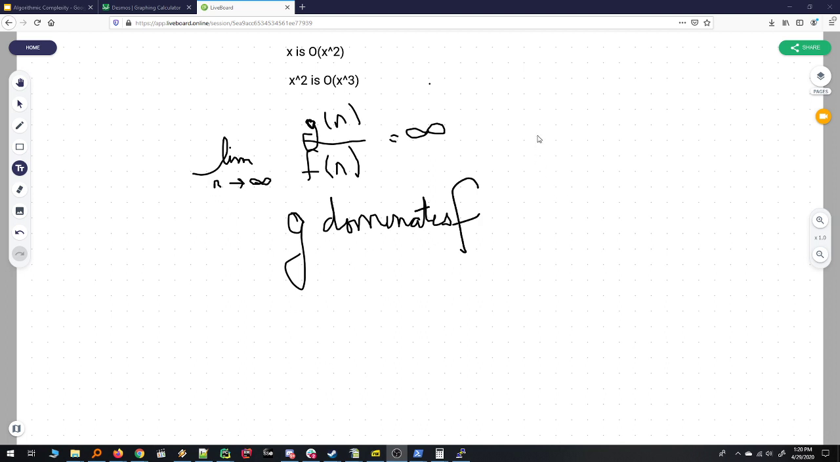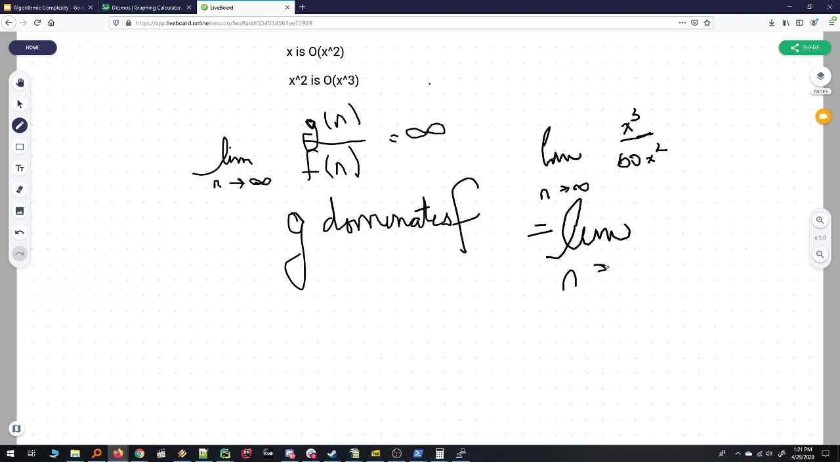So basically what we would say is that if you take the limit of, say, x cubed divided by 50x squared, then what we're going to get here is, just like every good calculus teacher does, the limit as n goes to infinity of x divided by 50.